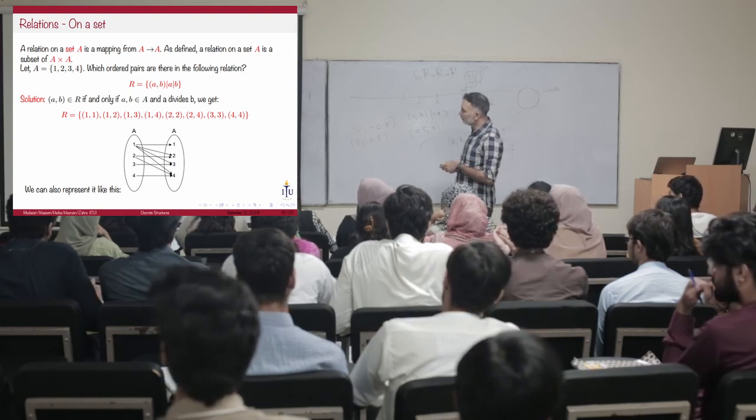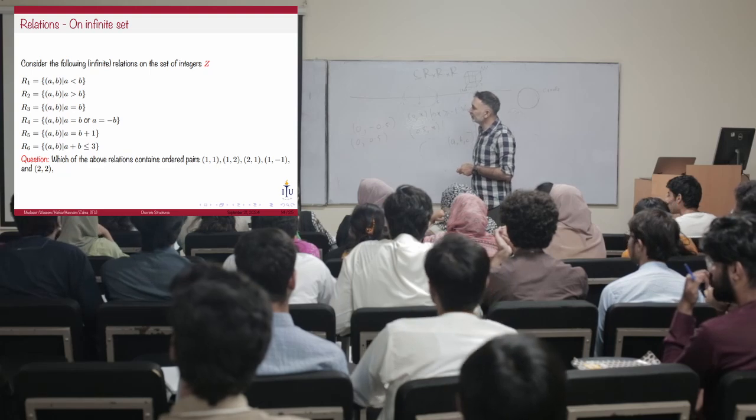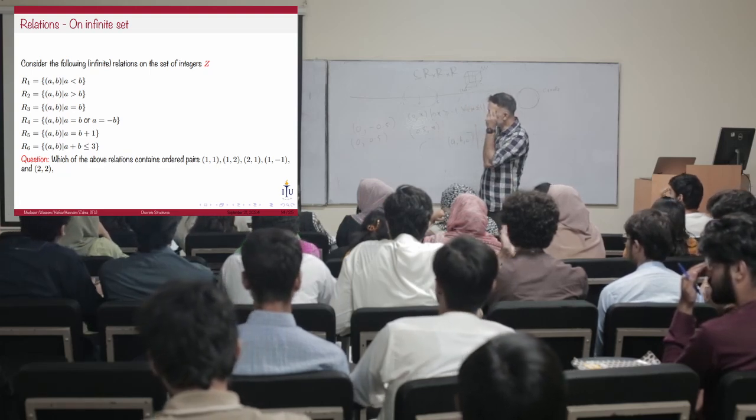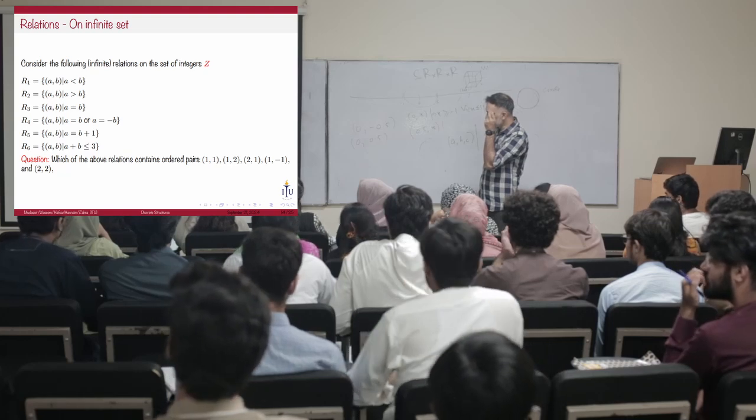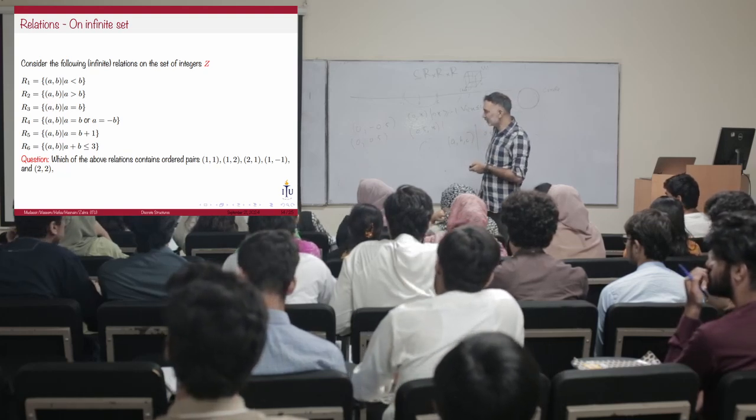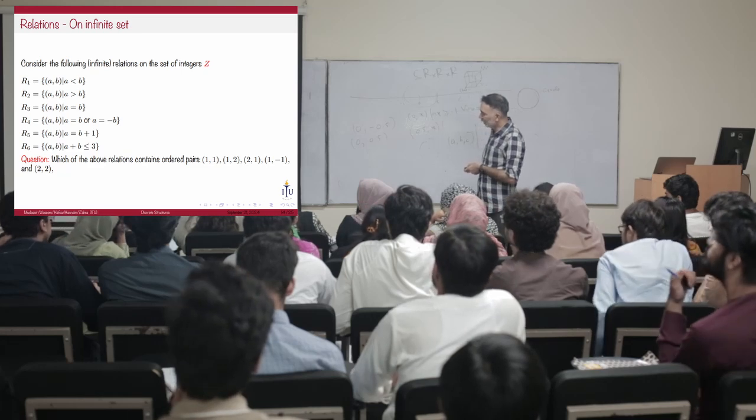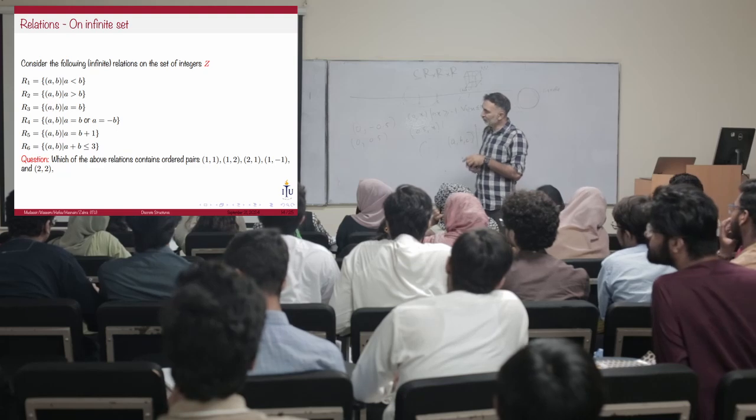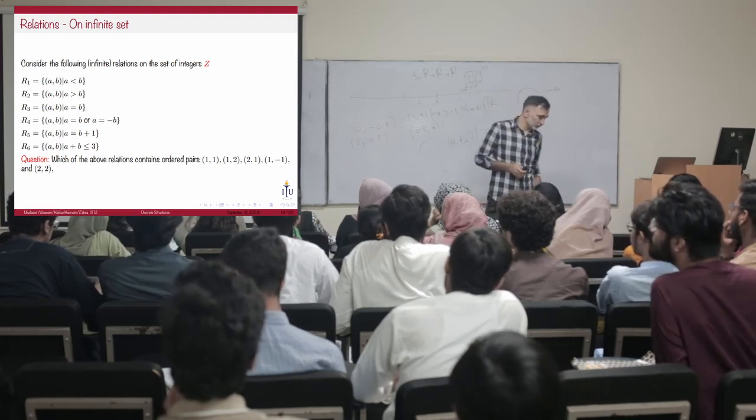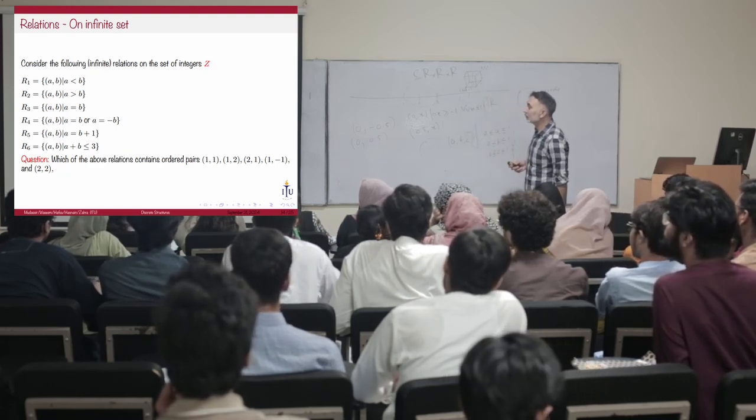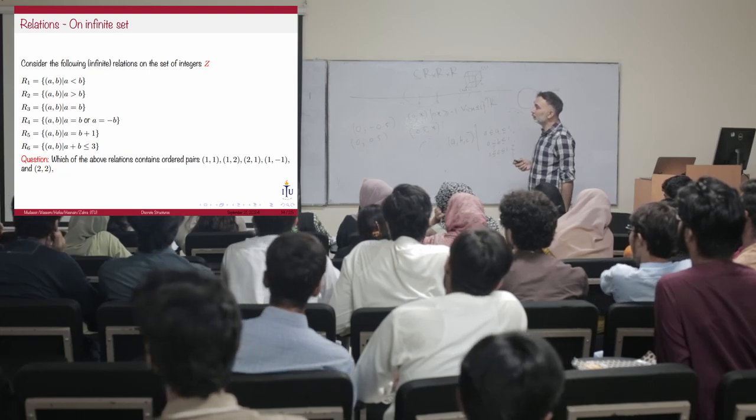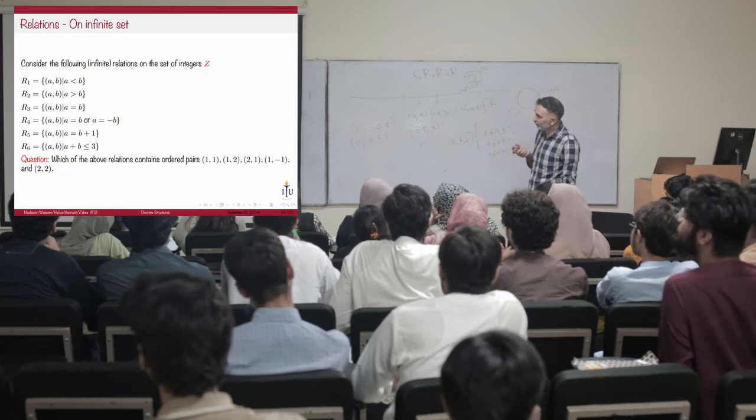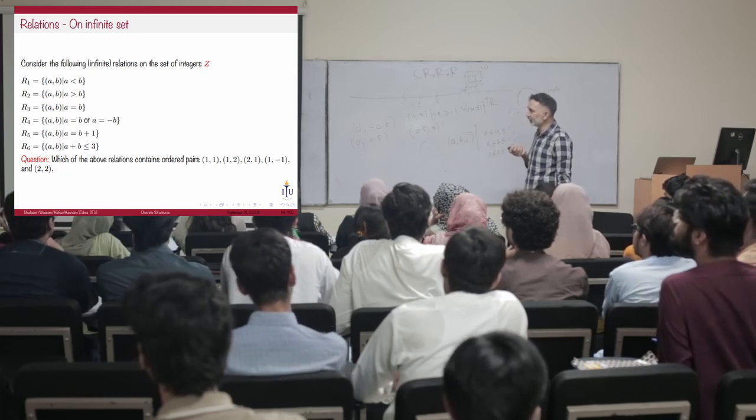All right, consider the following relations, and I'm going to ask you some questions about them. Which of the above relations contain the following pairs? Look at these relations and tell me. 1 1, which of these relations is it in? I think the better way is that I ask you whether it's in R1 and you tell me whether it is or not.